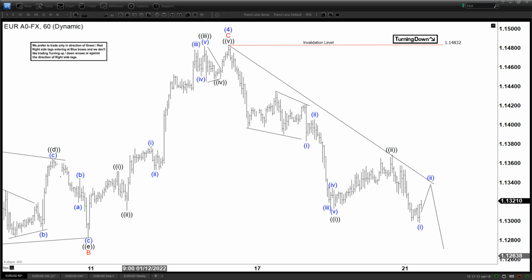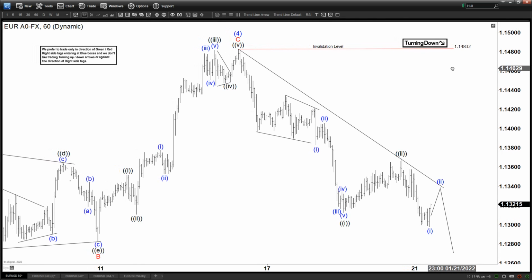Today is Friday, January 21st. The time is around 2:30 a.m. GMT. Today we're going to be looking at the EURUSD. This is the 60-minute chart here. So let's take a look.